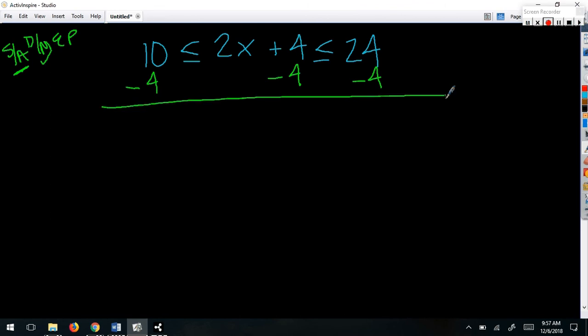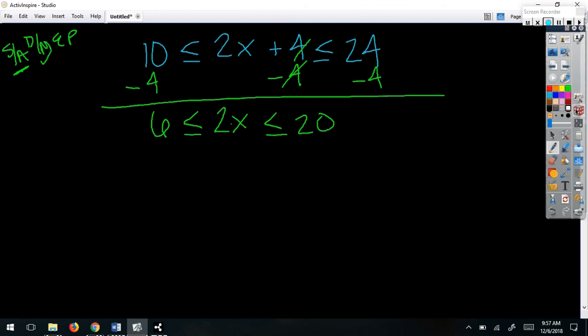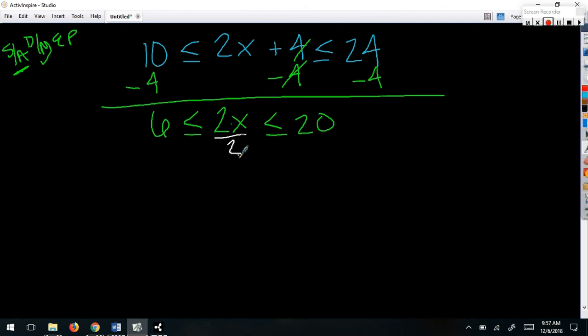All right, left side. What is 10 minus 4? 6. The 4's gone, right? What is 24 minus 4? 20. Is everybody clear at this point? X is still not by itself. It's still not solved. Hooked to the x right now is a 2 that's being multiplied. So the opposite would be to divide. And if I divide in the middle, I divide all of them. It's pretty easy.